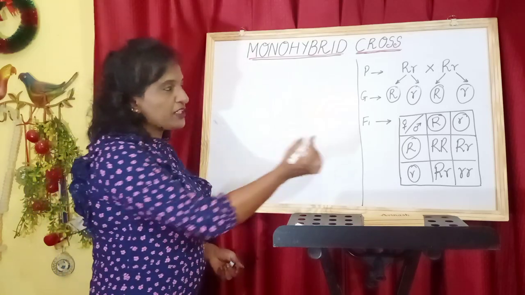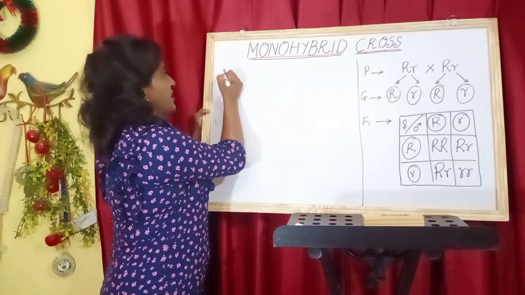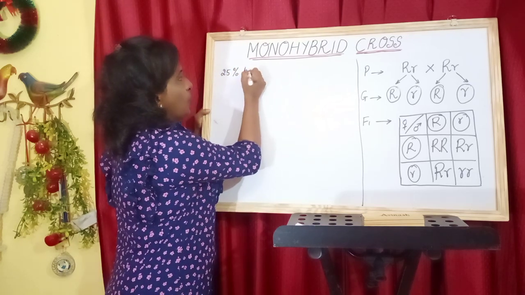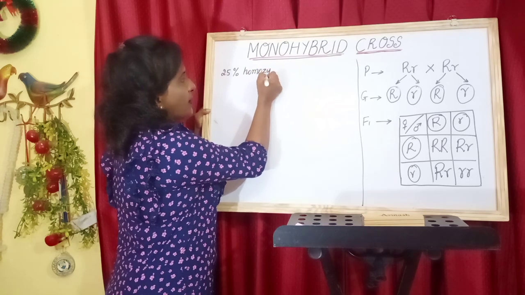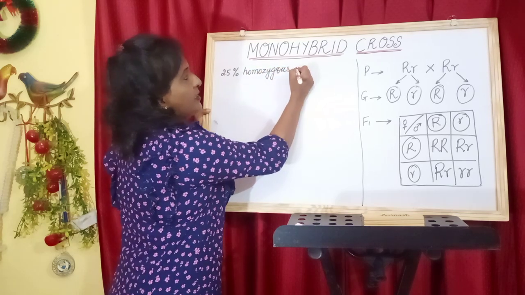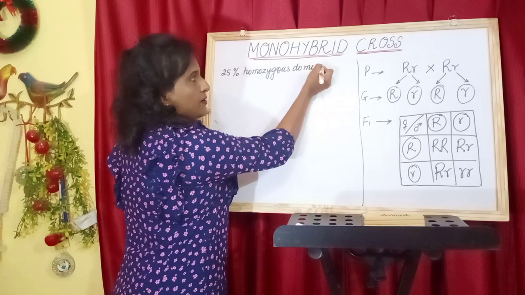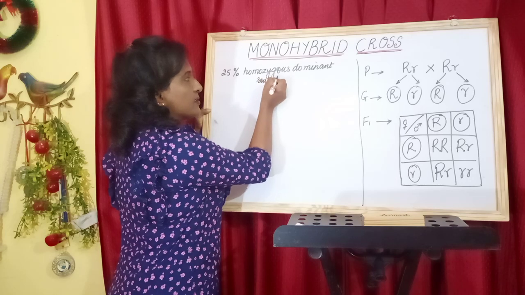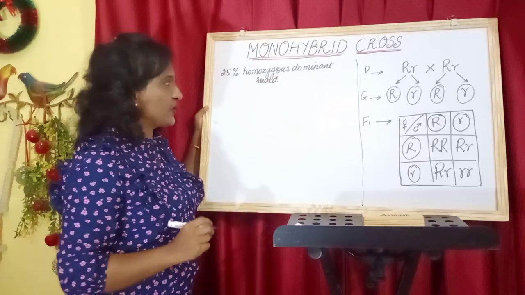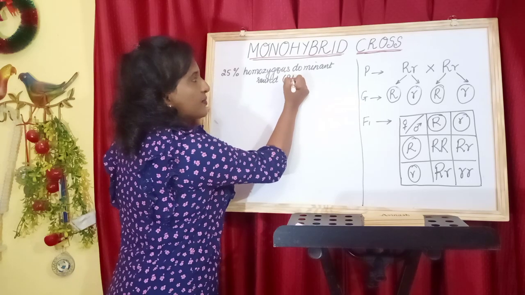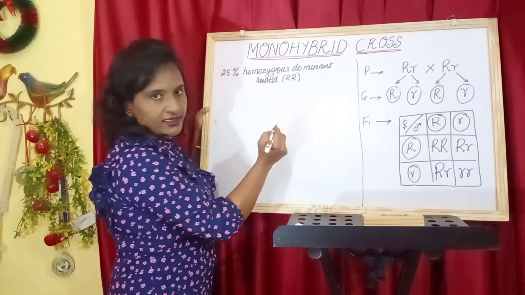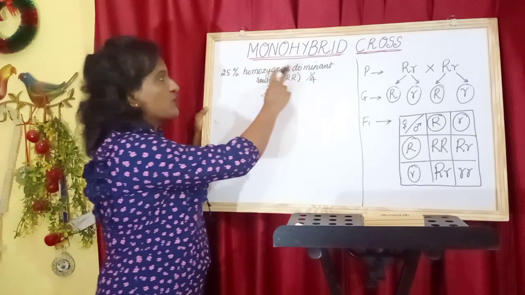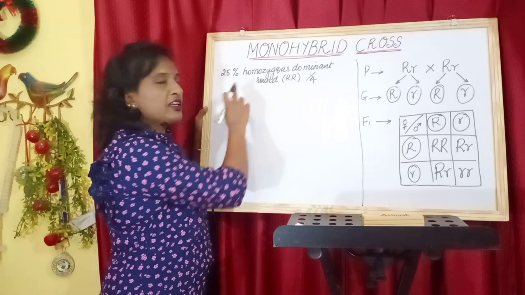What we can interpret from the F1 generation is that 25% of plants are homozygous dominant round seeded plants, that is capital R, capital R. That means 1/4 of the offspring are homozygous dominant plants having round seeds.